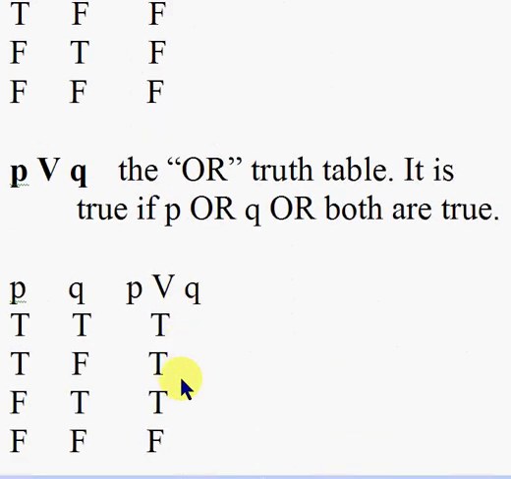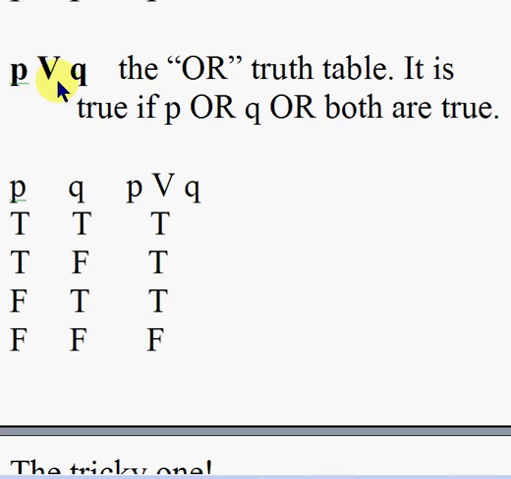Let's look at the OR truth table. P or Q. This V looking thing is read OR. So this is P or Q. This is true if P or Q or both are true.